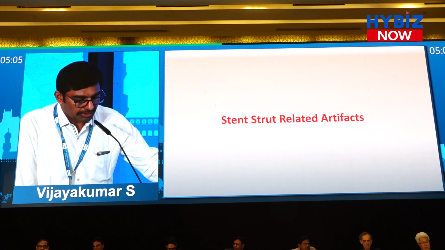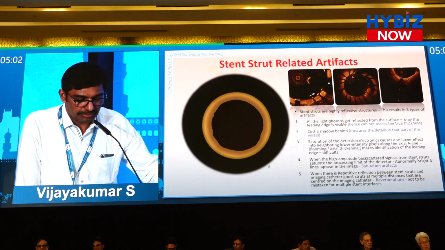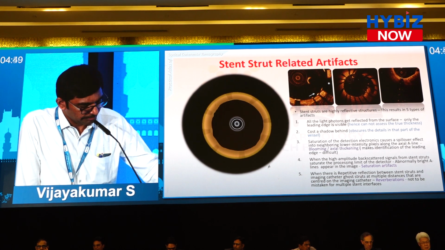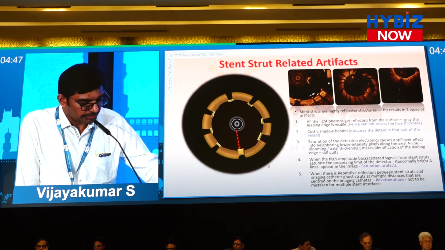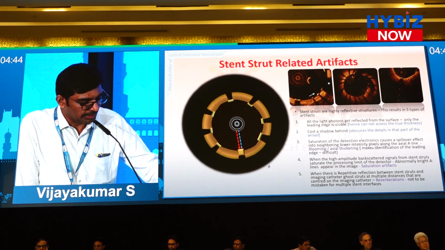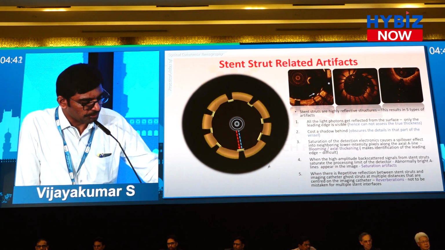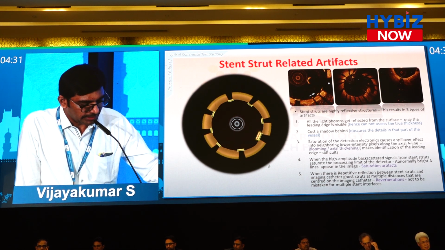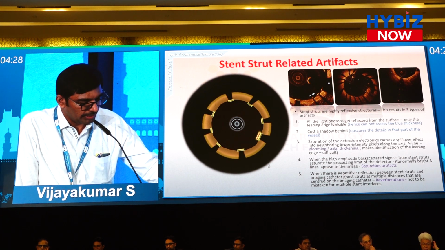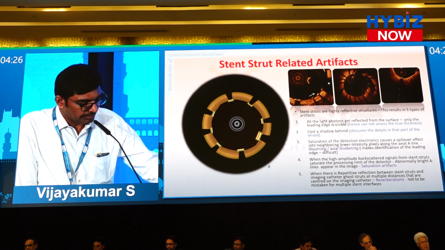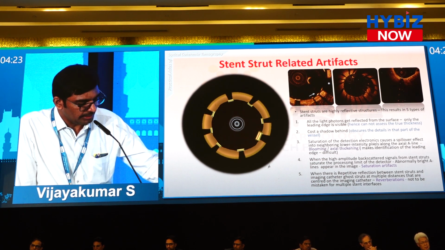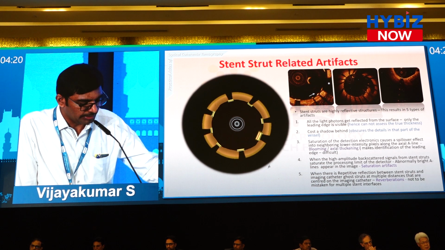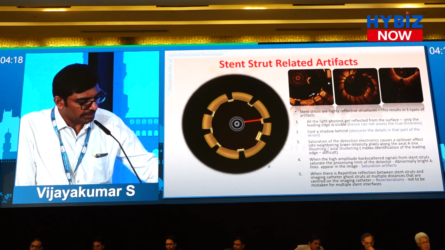There are 5 artifacts that are related to stent struts. We all know stent struts are highly reflective structures. So all the light photons get reflected from the surface, and you will be able to see only the leading edge. Hence, you cannot assess the true thickness of the stent struts. In addition, they cause shadow behind the stent struts. They obscure the details on that part of the vessel. The next one is saturation of the detection electronics, which causes a spillover effect into the nearby low-intensity pixels along the A line. That results in blooming or strut thickening artifact, which makes identification of the true leading edge difficult.